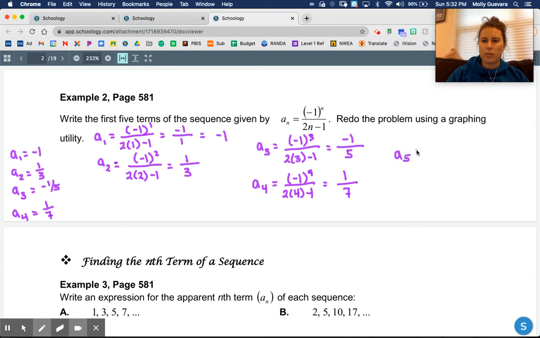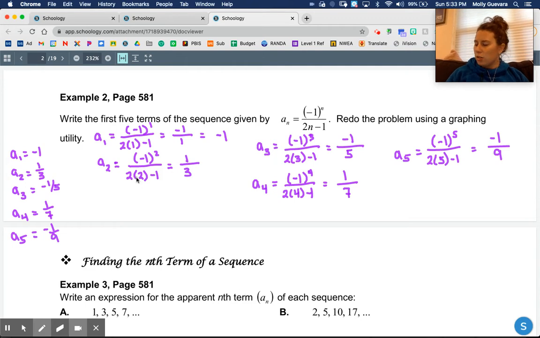And then it wants the first 5, so I have to do the fifth term of negative 1 to the fifth over 2 times 5 minus 1. Negative 1 to the fifth is negative 1. 2 times 5 is 10, minus 1 is 9. So a sub 5 is negative 1/9. So just being able to plug in values and solve for the first 5 terms, or the first 3 terms, 4 terms, whatever it's asking you to do.